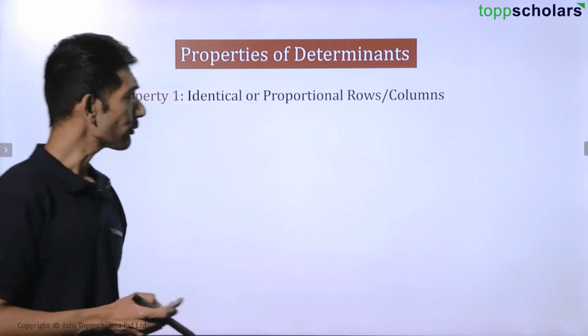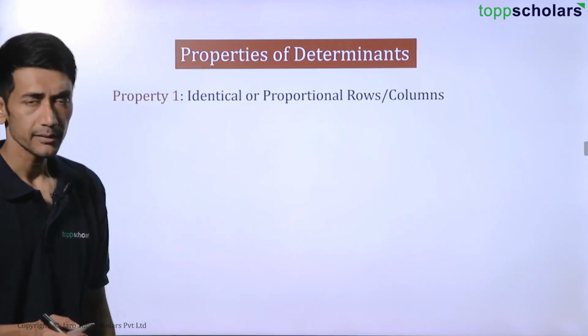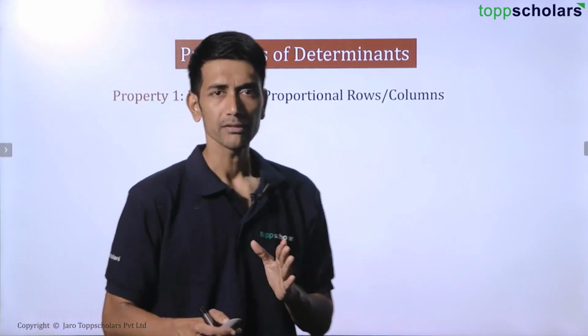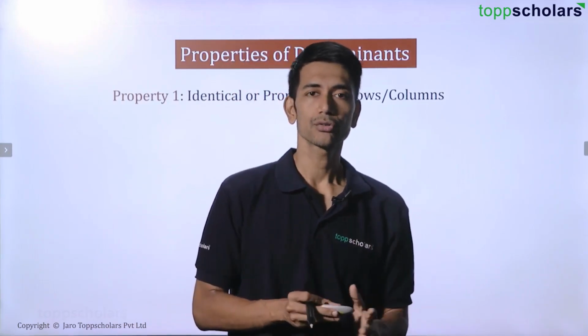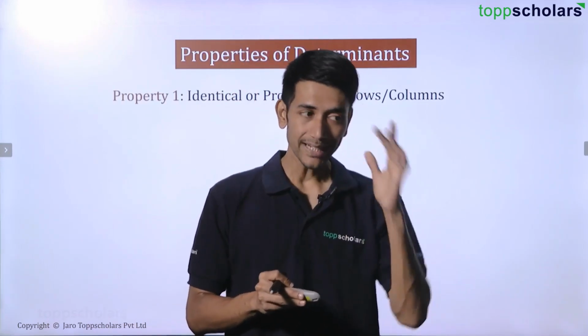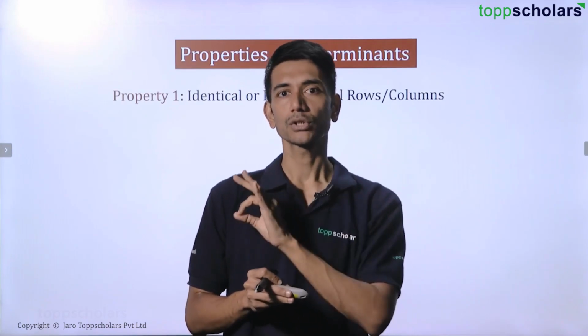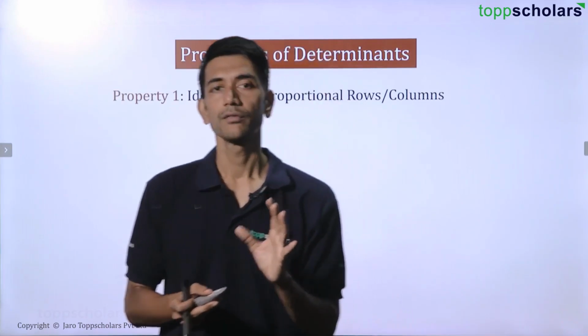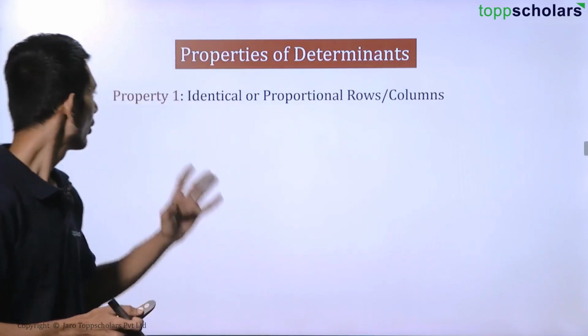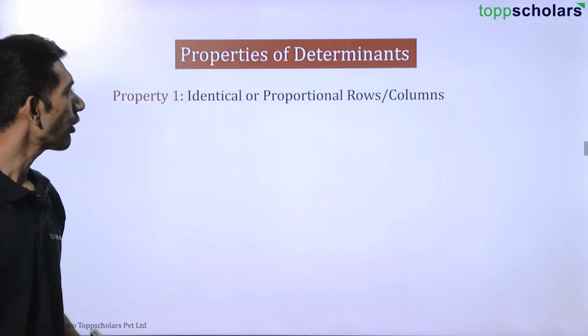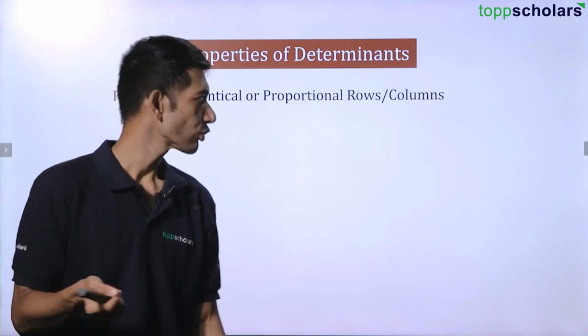Now some important properties of determinants we are going to see. All these properties you need to know because once you know the properties, you will get to know which property to apply in the question. There are almost 7 properties here. We will see these properties one by one. So the first property is the property of identical or proportional rows or columns.